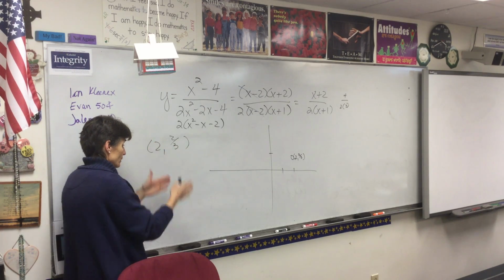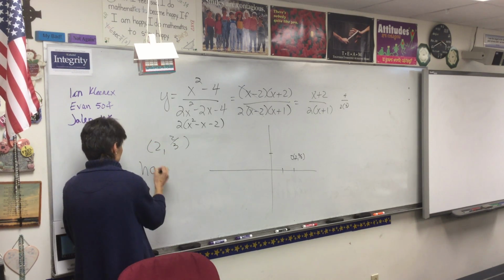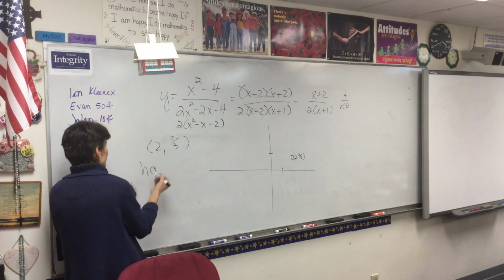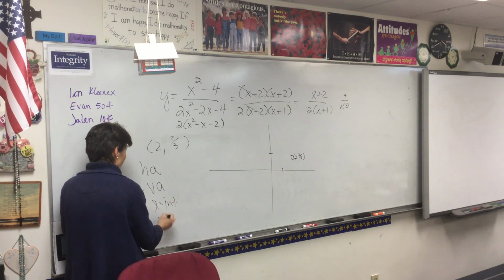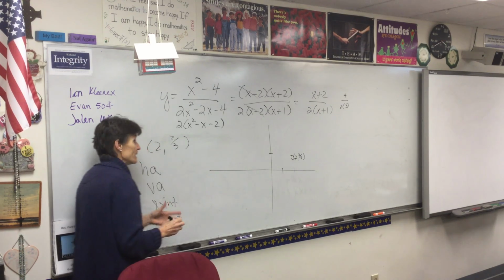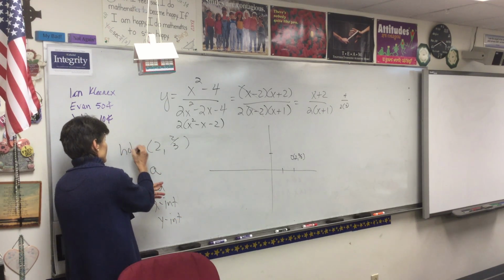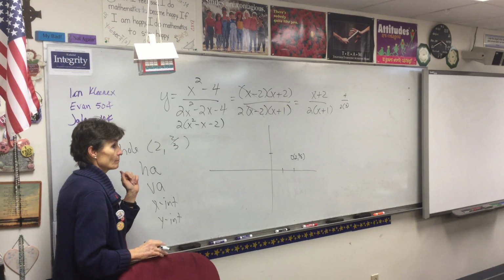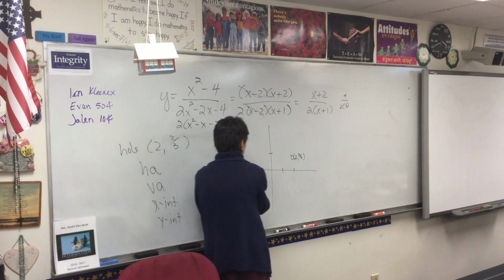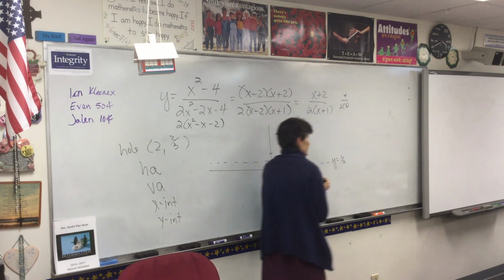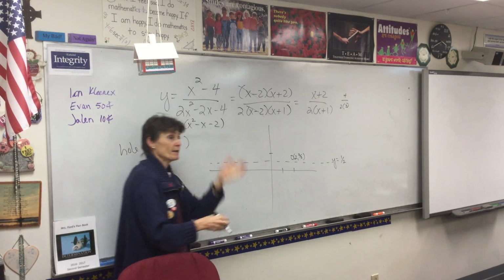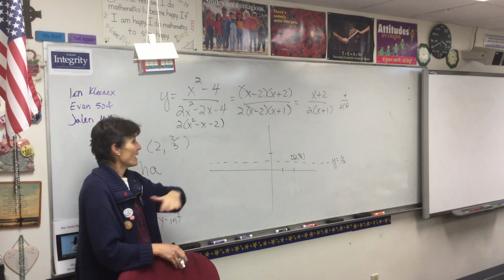Now, the whole list will be there for you, but we need the horizontal, vertical, x-intercept, and y-intercept, right? In addition to the hole that we already found. Horizontal asymptote, y equals 1/2. Horizontal asymptote is y equals 1/2. Make sure you write y equals 1/2.